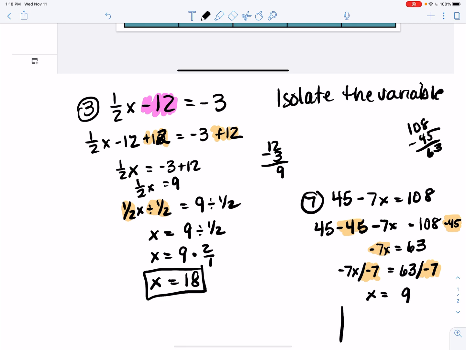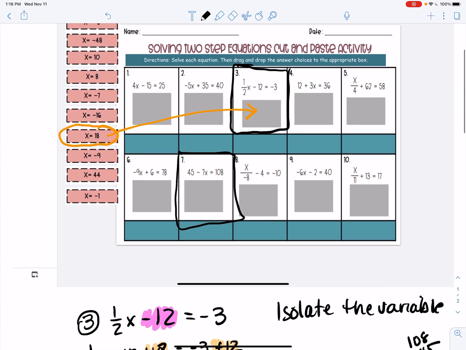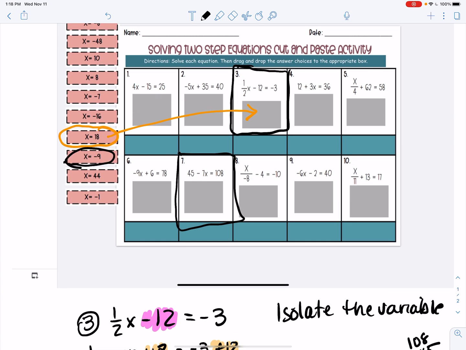But now I need to think, is it positive or negative? So I'm doing my tic-tac-toe. I'm going to find one that is positive, negative, and my answer then will be negative. So the answer to number 7 is -9. So that's this one. I'm going to drag it right here.